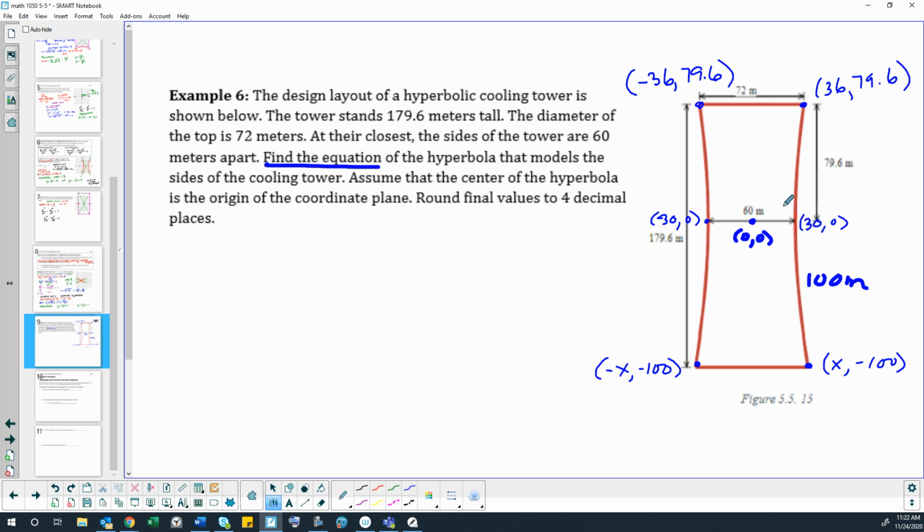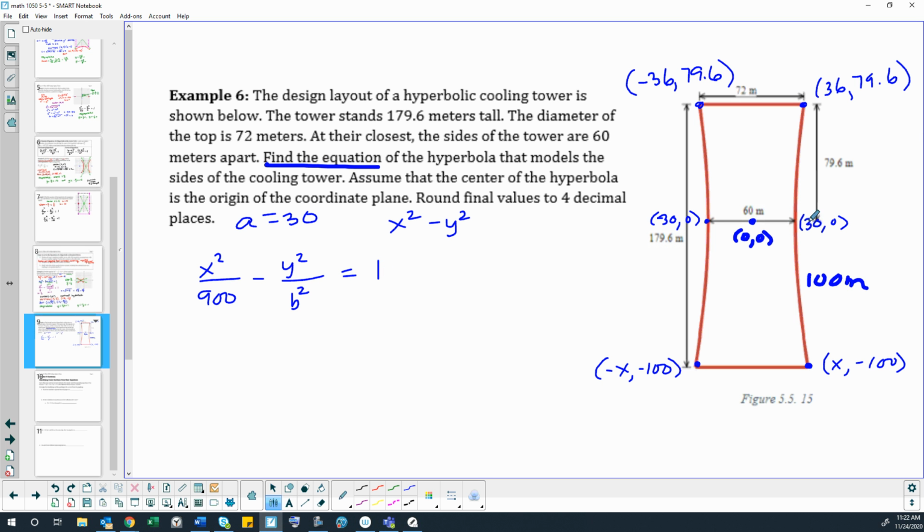So the issue here is we don't know exactly where the asymptotes are. We don't know what b is, we don't know what c is, all we have is a. So a is 30, let's write that down. This is a sideways hyperbola, so that means we're going to have our x squared minus y squared. So let's go ahead and set this up with what we know. So we have x squared over 30 squared, so that would be 900, minus y squared over, we don't know, we'll call it b squared, equals 1.